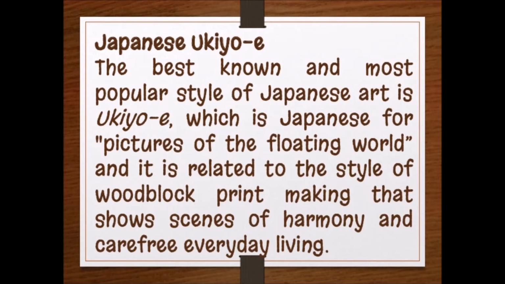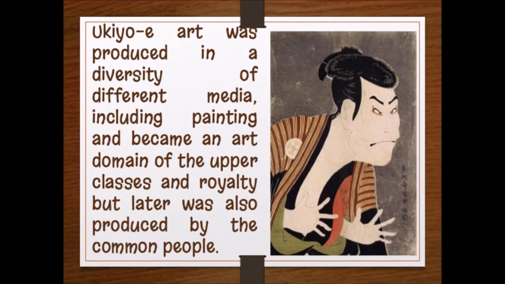Japanese ukiyo-e, the best known and most popular style of Japanese art, is ukiyo-e, which is Japanese for pictures of the floating world, and it is related to the style of woodblock printmaking that shows scenes of harmony and carefree everyday living. Ukiyo-e art was produced in a diversity of different media including painting and became an art domain of the upper classes and royalty, but later was also produced by the common people.